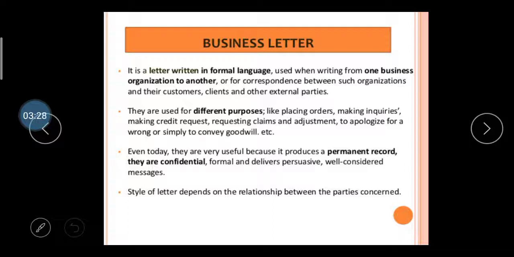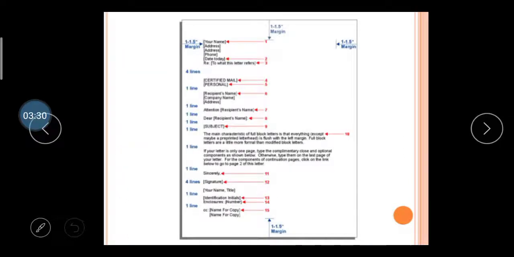Okay, then after, here is one simple format of the business letter. Whenever you write a business letter, at that time you have to leave space from the top, a 1.15 margin. From the left side, you have to leave a 1.15 margin. From the right side, you have to consider a 1.15 margin. Means for the top, bottom, right and left side, you have to leave a margin.